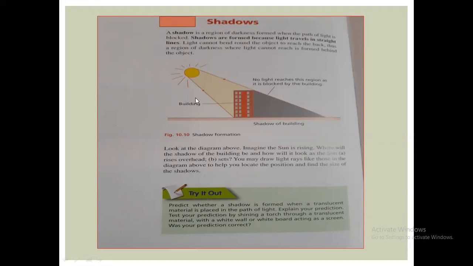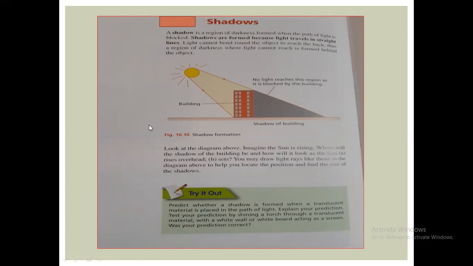Look at the diagram above. That's a question, something you should do. Imagine the sun is rising. Where will the shadow of the building be? And how will it look as the sun, part A rises overhead or part B sets? You may draw light rays like those in the diagram above to help you locate the position and find the size of the shadows. That's something you need to do.